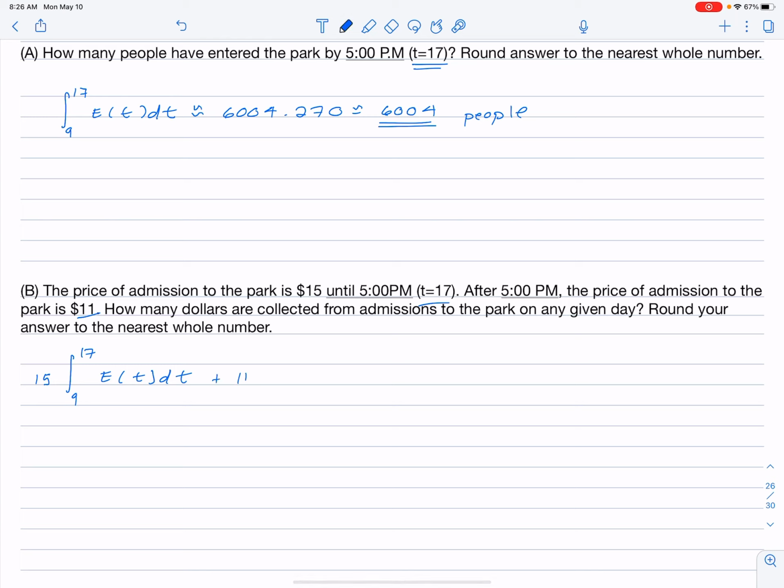And then we're going to add to that 11 times the people from 17 to when it closes, which I believe is 11 p.m., so 23. Okay?